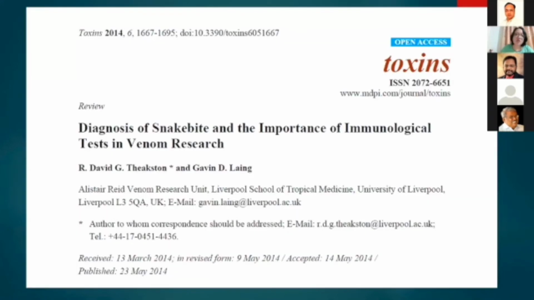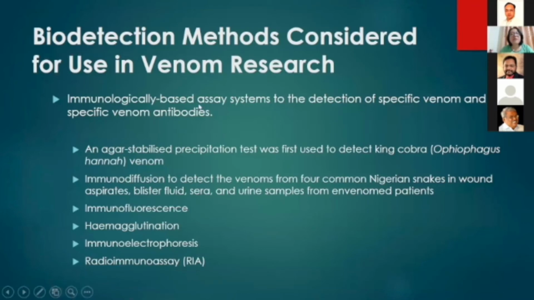And also the detection in the blood of the specific venom antigens using immunologically based techniques such as enzyme immunoassay nowadays. So there is an article that was published in Toxins, a review article regarding the diagnosis of snake bite and the importance of immunological tests in venom research. So biodetection methods are there. They're considered for use in venom research. Immunologically based assays for the detection of specific venom and specific venom antibodies. So agar stabilized precipitation test was first used to detect a king cobra.